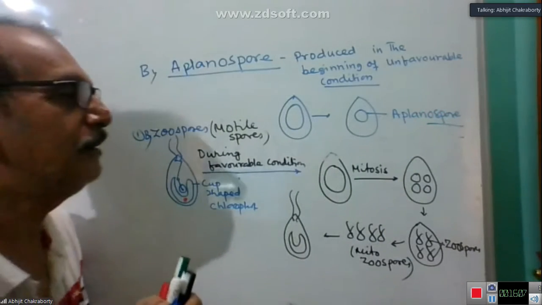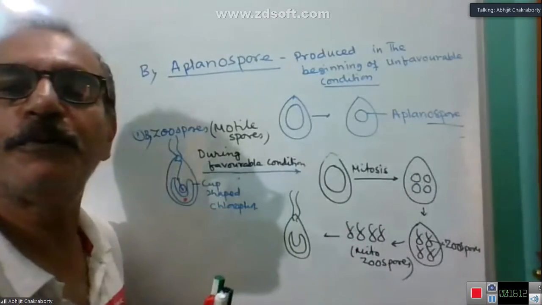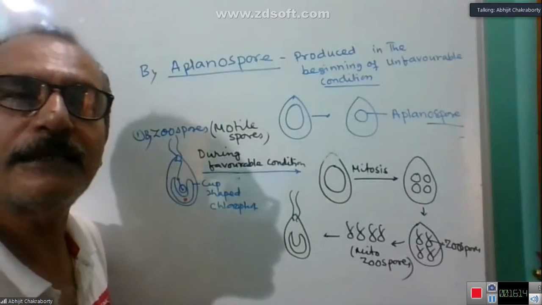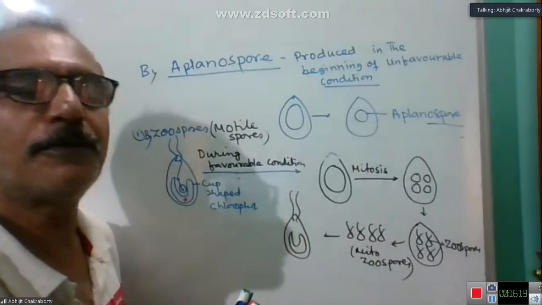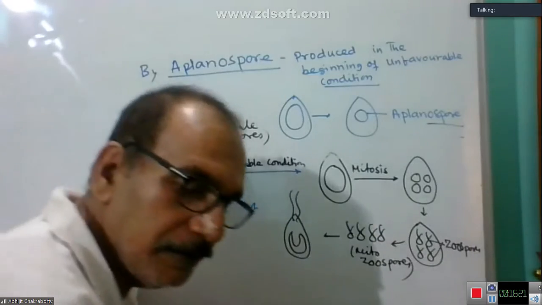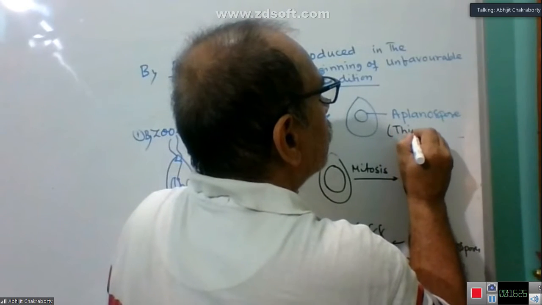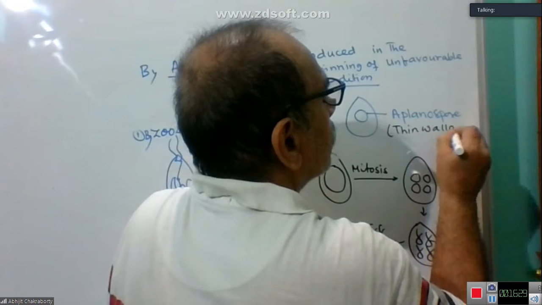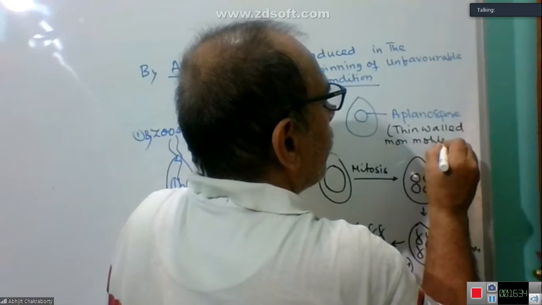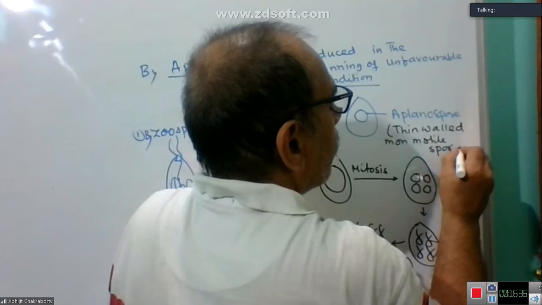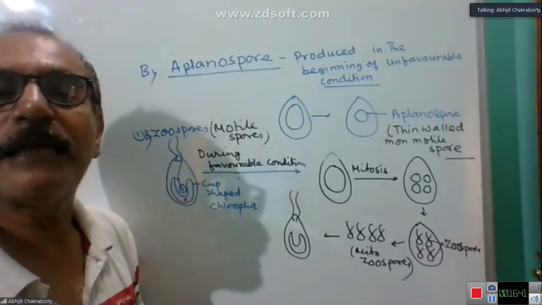Or sometimes, maybe before the formation of zoospores, maybe before becoming flagellated, if unfavorable condition starts, then they would become aplanospores. Aplanospores are thin-walled, non-motile spores. That means they cannot move.